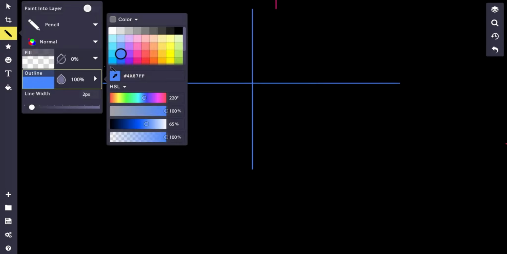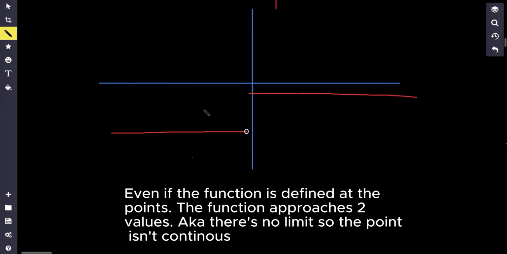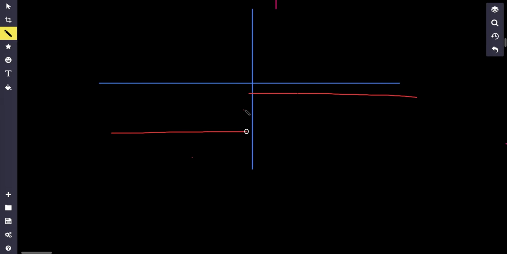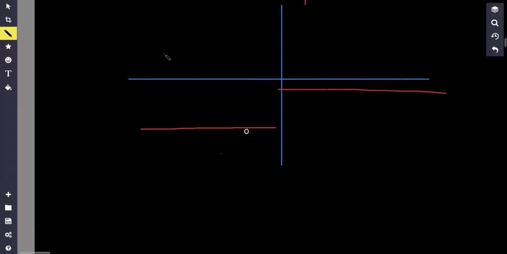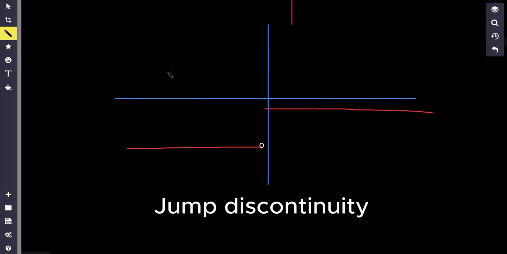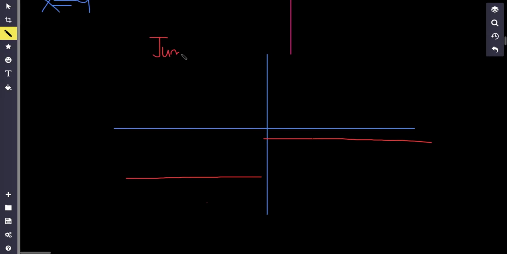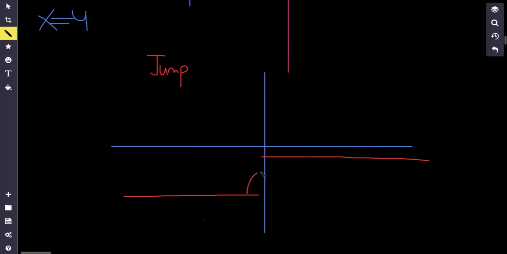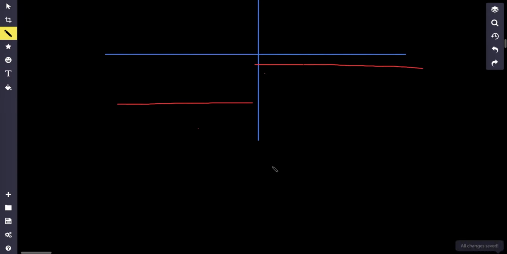Another scenario when a function isn't continuous is when you have something like this, and this is normally seen with piecewise functions. Notice how I have to lift up my pencil, right? If I wanted to draw out this function, I would have to lift up my pencil, which you saw before. So this function wouldn't be continuous. Right over here, this is something known as a jump. So when you have a jump, then the function is not continuous.